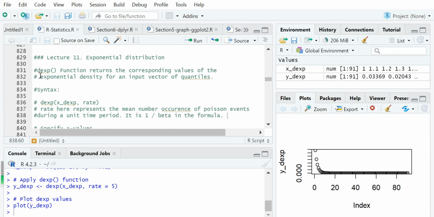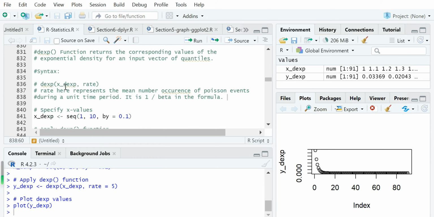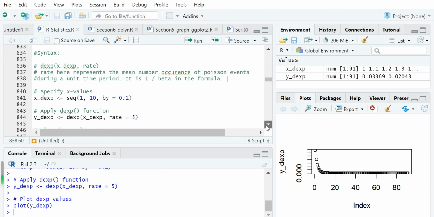First, the dexp function will return the corresponding values of the exponential random variable's density. The syntax for dexp is the random variable, then the rate. This rate is actually 1 over beta, which means the average number of occurrences during a unit time period. So this is the reciprocal of beta, because beta models the average or mean time until the next event.